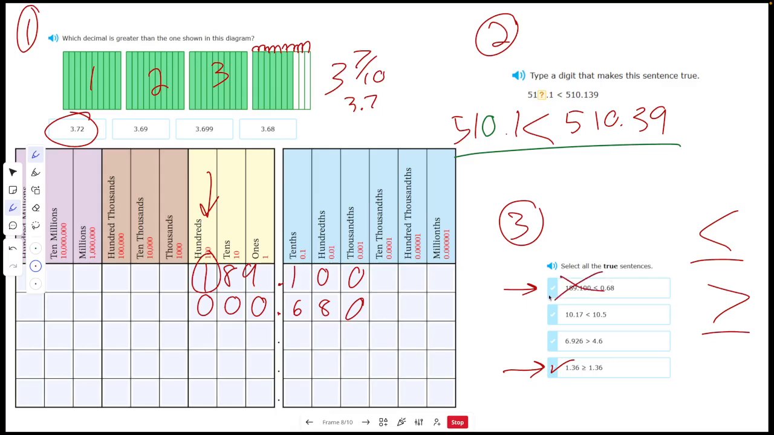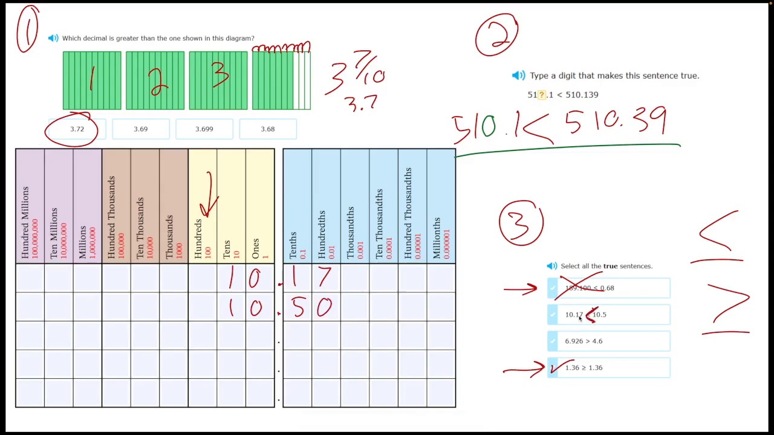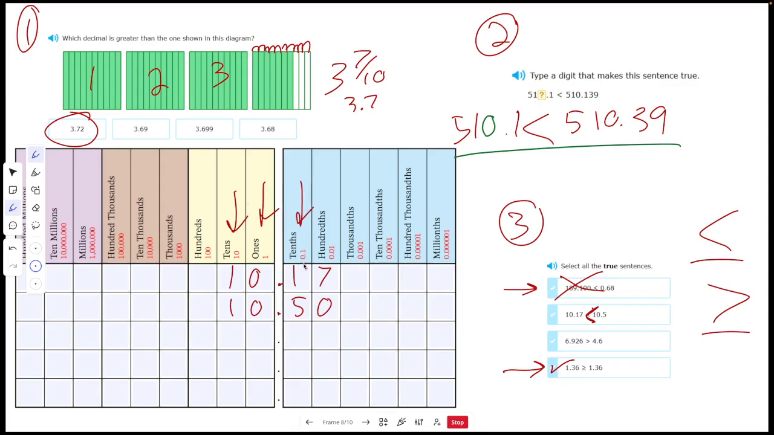This one is false. Okay, for number 2, 10.17, 10.50. And this says, remember the monster eats the bigger number, so this is saying that 10.5 is bigger than 10.17. Is that true? Well, we've got it on our chart. Let's take a look. These numbers are the same. These numbers are the same. These numbers are not the same. The smaller number is the 1. So this should say 10.17 is less than 10.5. That is true. Okay, so this one does work.